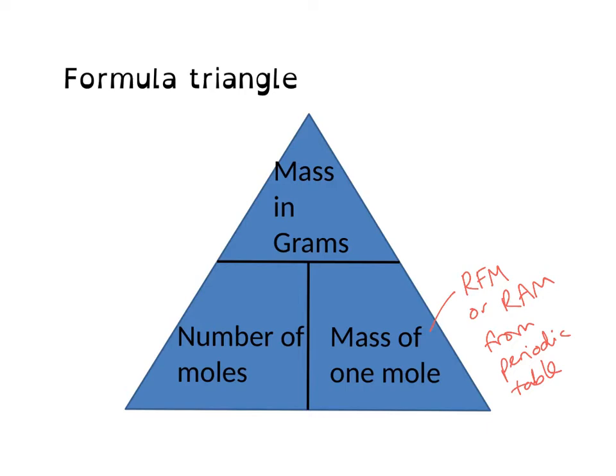So we could also shorten this triangle into a way that's easier to remember, because one problem is that there are lots of M's. You've got mass, you've got moles, you've got mass of 1 mole, or you've got RFM or RAM. So I write it like this so that we have something easy to remember. MIG at the top, NOM down there, and this one here I would call MOM, the mass of 1 mole.